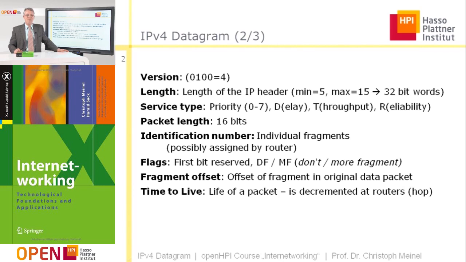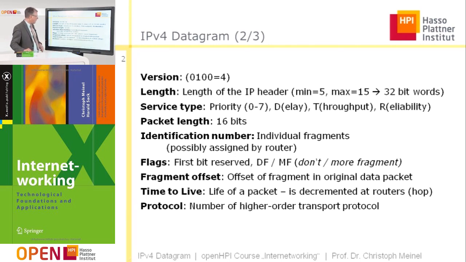Then we have the time to live. The idea here is to prevent packets from traveling for a very long time in the internet if something goes wrong with the routing. So the time to live gives a number, and this number is decreased by 1 at each hop. After the number of hops, the packet is ignored. So it is no more forwarded.